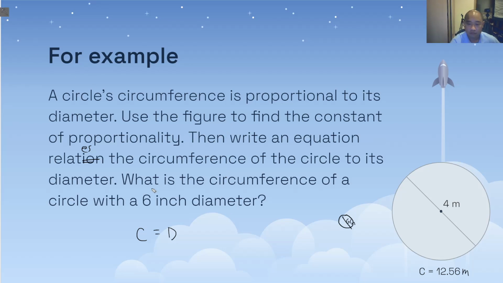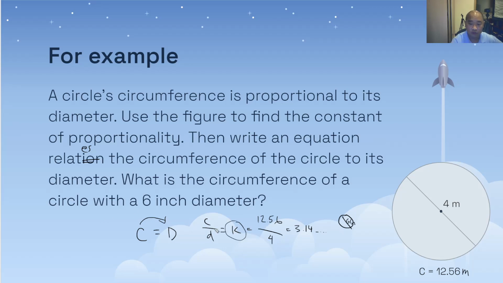So, in this relationship between circumference and diameter, circumference depends on the diameter. So circumference would be on top and diameter would be on bottom, and this would equal k, right? Well, the circumference is 12.56. We divide that by 4, and this equals 3.14, and so on and so forth. This actually goes on forever, right? Because this is the number pi. So this is our k.